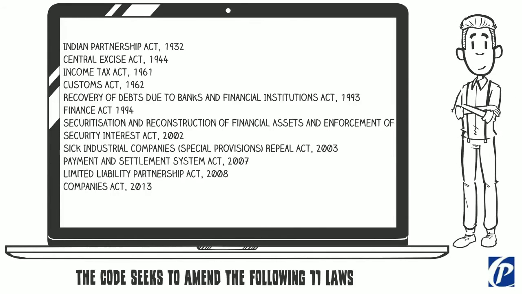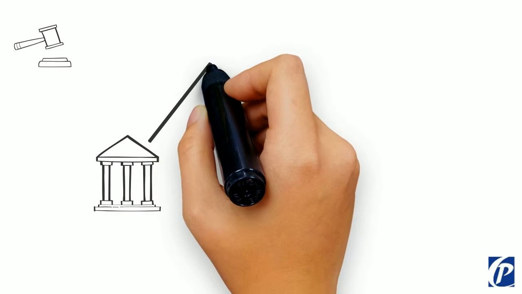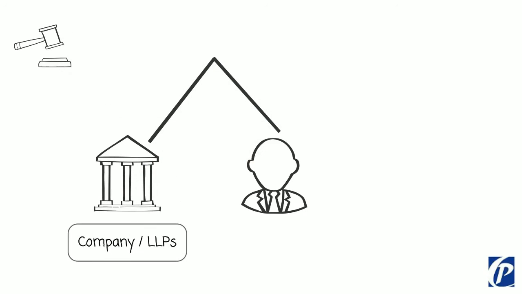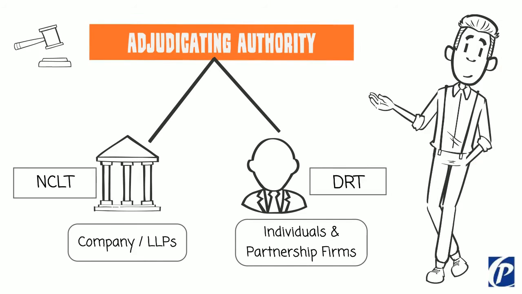Companies Act, 2013. Applications regarding insolvency of a company or an LLP will be filed before the National Company Law Tribunal, NCLT, and before the Debt Recovery Tribunal, DRT, in case of individuals or partnership firms. NCLT and DRT will be called the Adjudicating Authority.